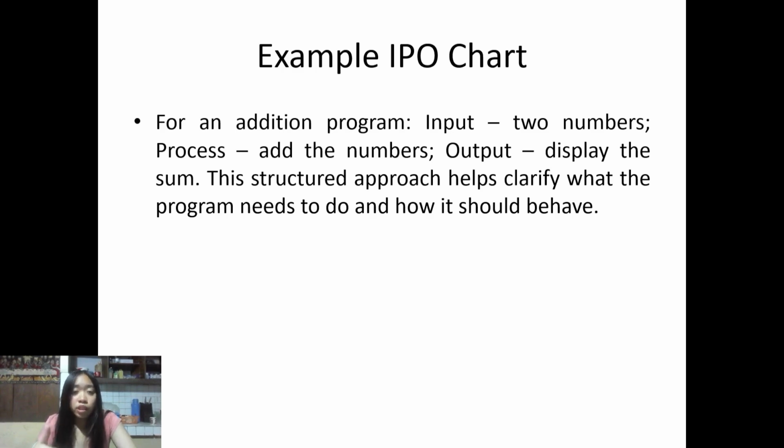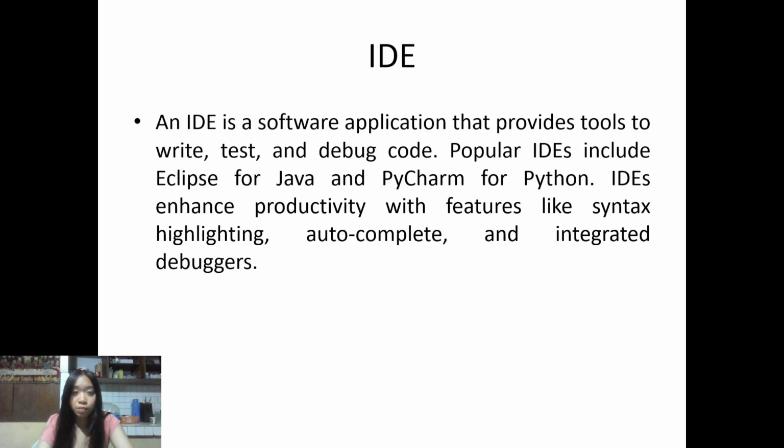Example IPO chart. For an addition program, input: two numbers. Process: add the numbers. Output: display the sum. This structured approach helps clarify what the program needs to do and how it should behave. So, we demonstrate the IPO with a simple addition program for a more structured problem analysis.